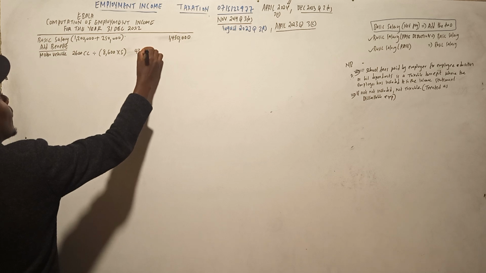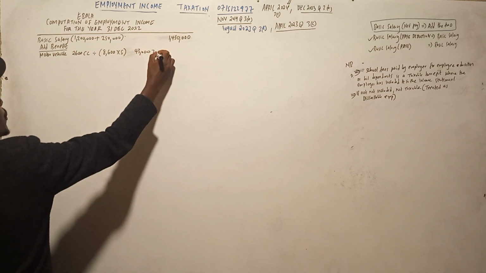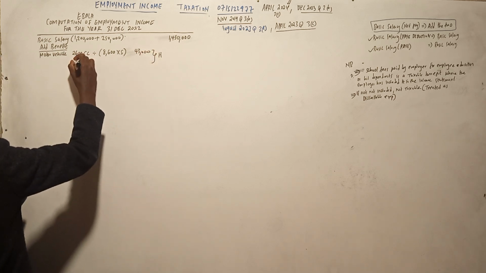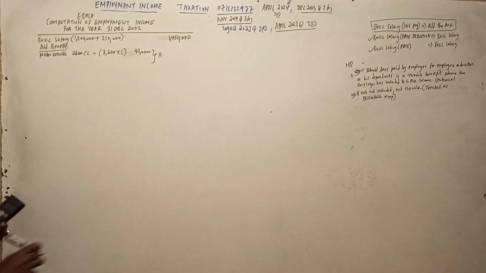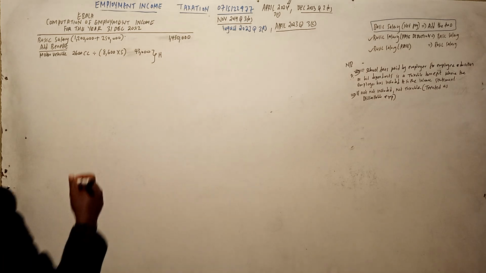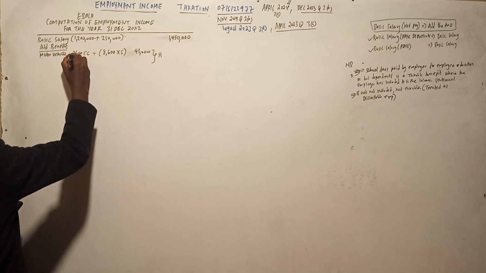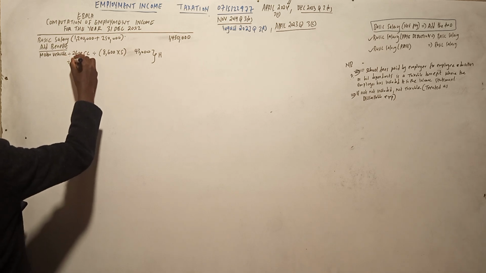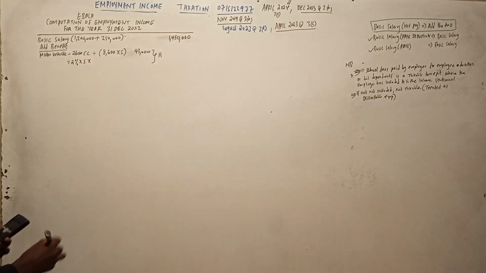43,000. We compare with the other one, then we take the higher. So we compare with the cost. What is the cost per month for motor vehicle? Motor vehicle cost is 24%. But since it is monthly, we will go with 2% times 5 months. Then what is the cost?